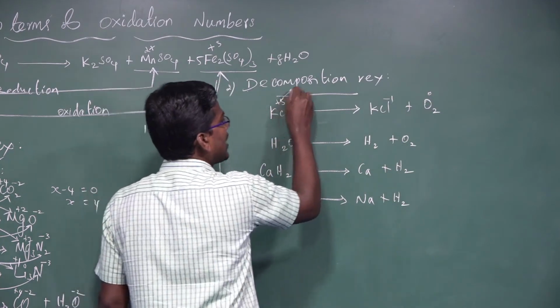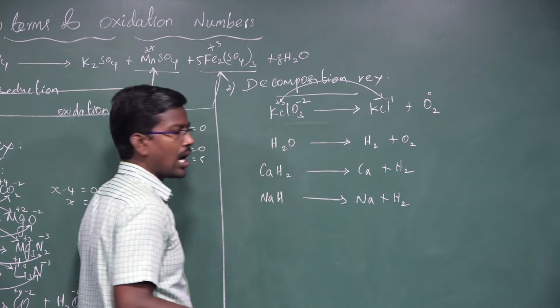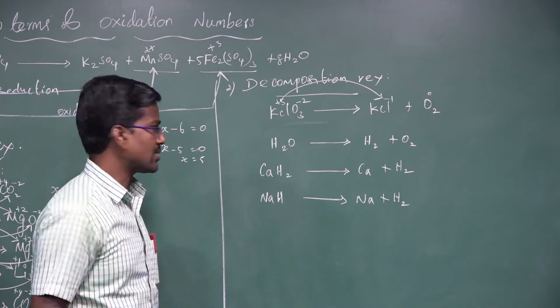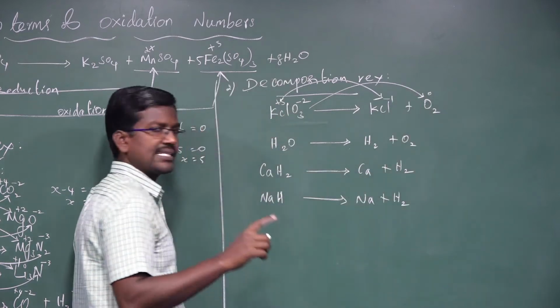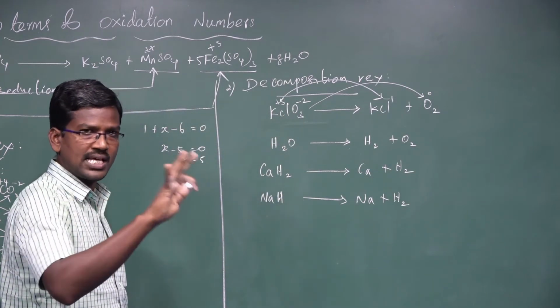So plus 5 is converted into minus 1. Oxidation number decreases, a reduction process. Minus 2 is converted to 0. Oxidation number increases, an oxidation process. This is a redox reaction.